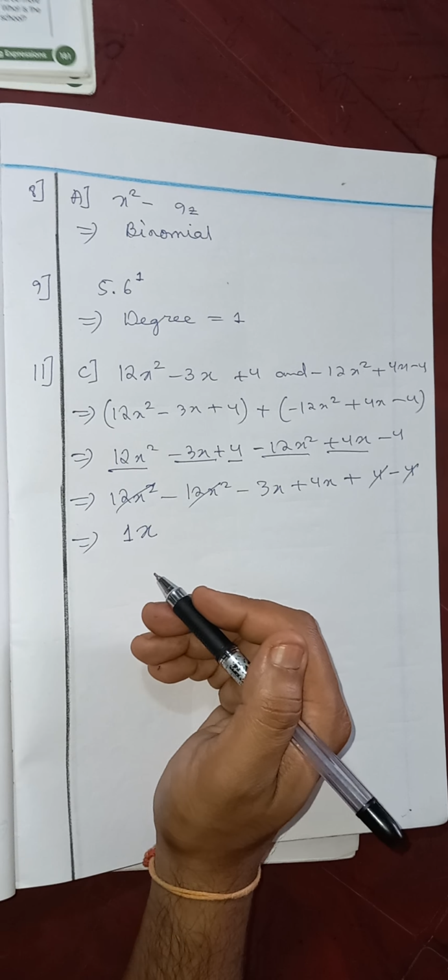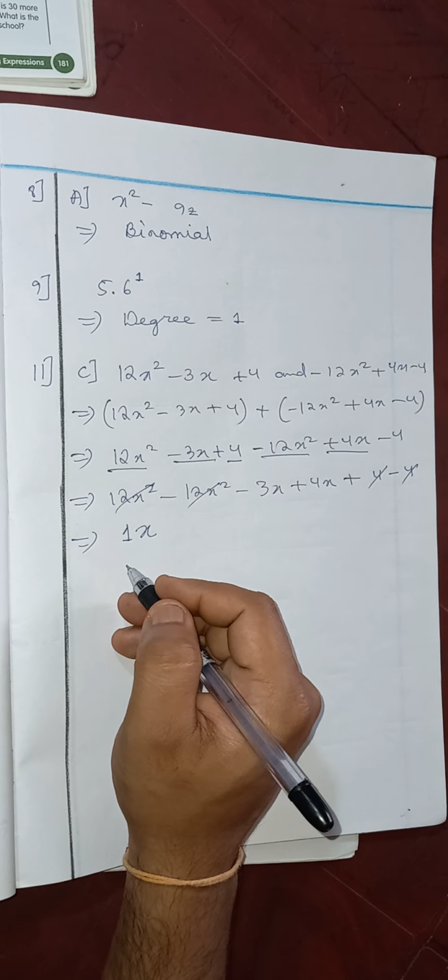Okay, got it, children? So you have to get an idea from this 11C, and you have to do question number 11A, B and D as your homework. Okay, understanding, children? And from that previous question, question number 8, you have to do question number B and C as your homework. Okay, 9 I have already done, 10 you don't have to do.